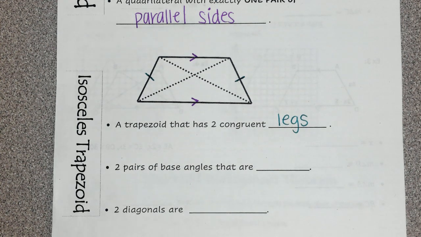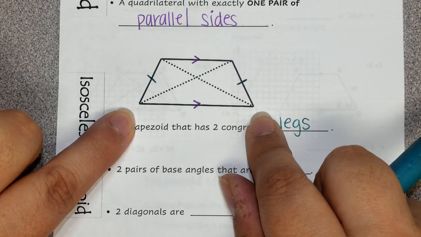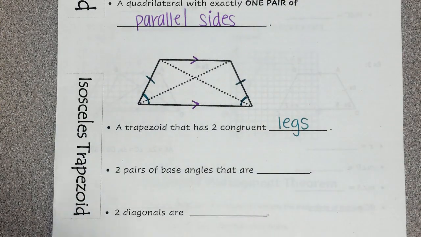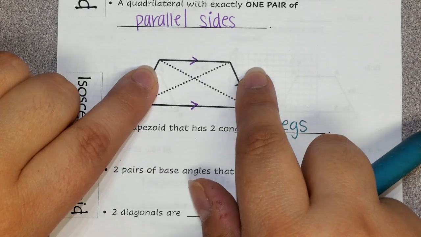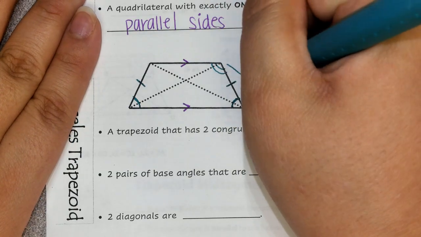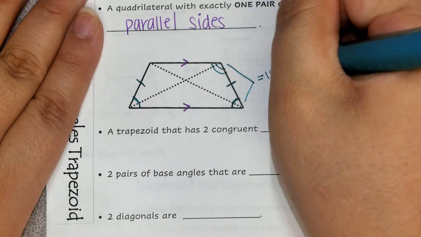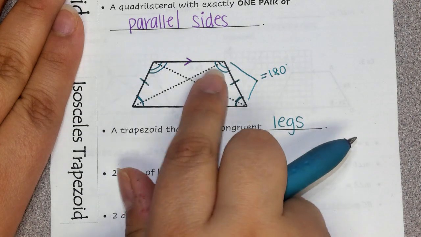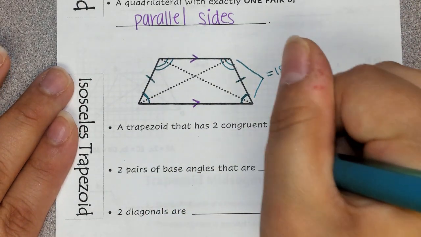What else is special about them is because these two sides are the same, guess what that means down here? The angles are going to be the same on the bottom. Kind of like an isosceles triangle. And if these angles are the same, what does that mean up top? Why? Because what do we still know about these? They still have to equal 180 degrees, right? So then if you subtract from 180, it'll be the same. These two up top will be the same. So two pairs of base angles are congruent.